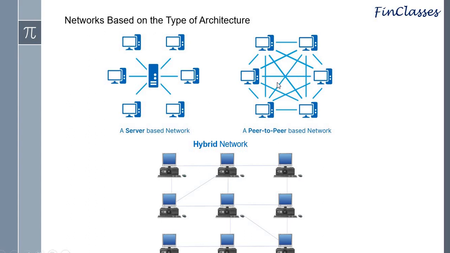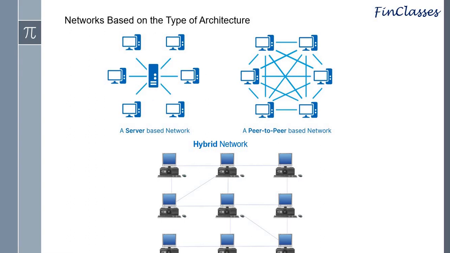Now you don't see any server here, and files can be shared directly between systems over the network. This is the best example: even with your mobile phones, you can share files over Bluetooth, right? That could be a peer-to-peer based network. WhatsApp and similar apps are different, since there is basically a WhatsApp server in between. When you come to server-based networks, these are usually called client-server networks.